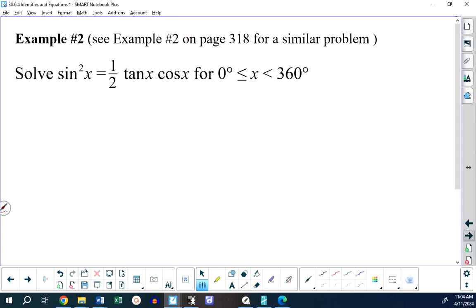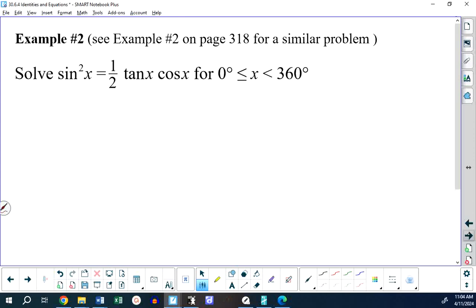All right, let's try another one. Sine squared of x equals 1/2 tan x cos x for a domain from and including 0 degrees up to but not including 360. The question I have for you here is just by a nod of the head or a wave of the hand, how many of you have gotten to the point where when you see tangent x cos x, you know it's sine x? Right? Because tangent is sine over cosine. Well, I think that's the smart move here.